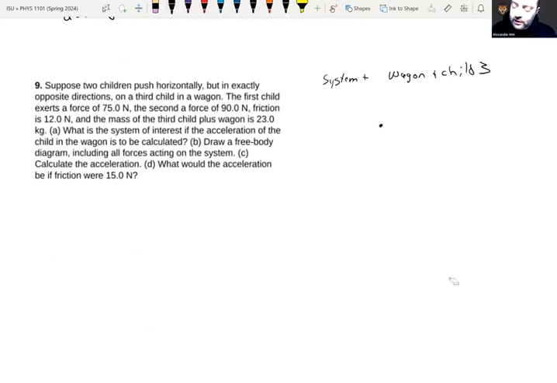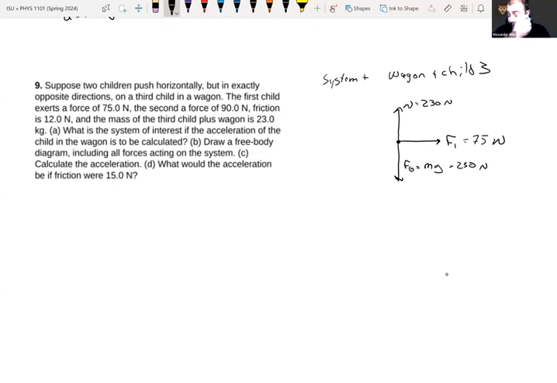Child 3. And then we did our free body diagram. First, child 1, we call this F1. This was equal to 75 newtons. We also had the F sub G, which is M, the M that we were given, times G, and then the normal force. Since we know 23 is the mass, we can do 23 times 10, which is 230. And then the normal force is also equal to 230 newtons.